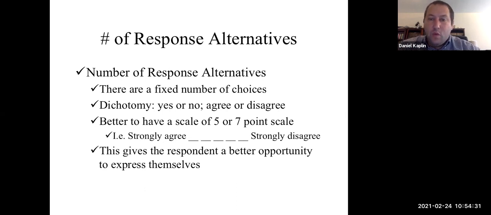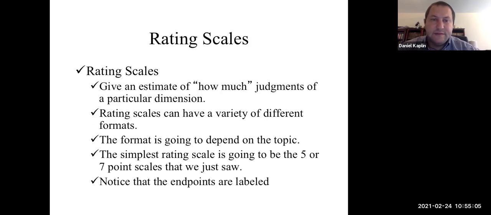So if you want, you can do dichotomies: yes, no, true, false, agree, disagree. But if you want to have greater sensitivity as it relates to that question, it's much better to have a scale, whether it be a 5-point scale or a 7-point scale on a spectrum, right? That allows for a more diverse set of responding, and that's much more useful, right? It gives them greater ability to express themselves.